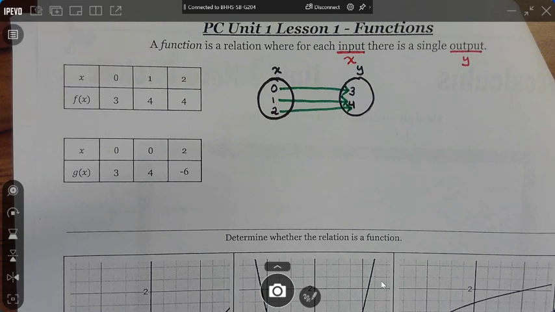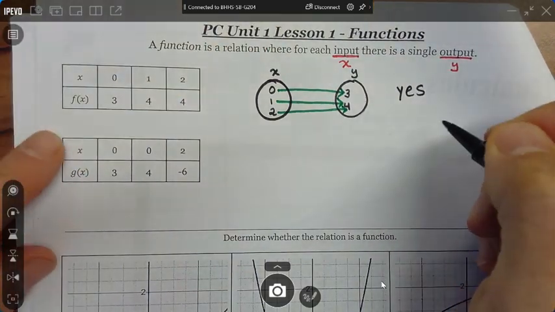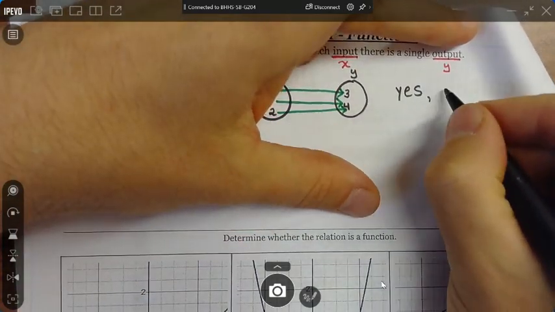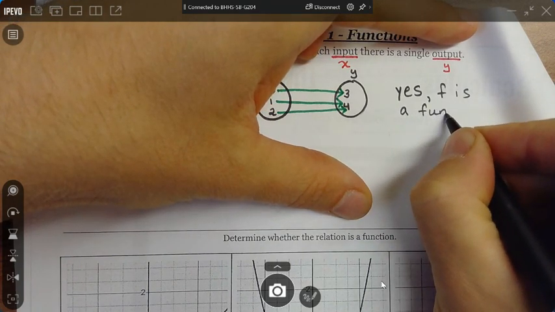Now, is every one of the things that we input going to one place? Yes or no? Is 0 going to one place? Yes. Is 1 going to one place? Is 2 going to one place? Okay, then our answer is yes. This right here, f, is a function. Nice.